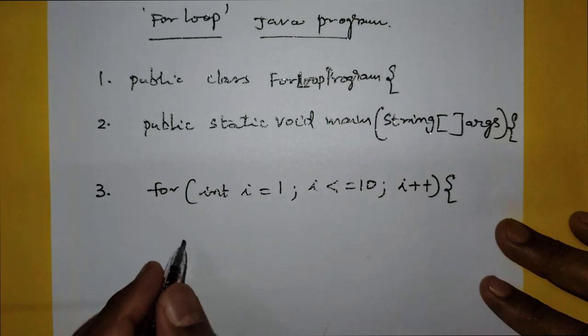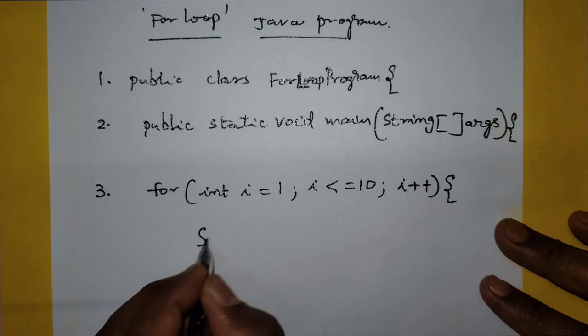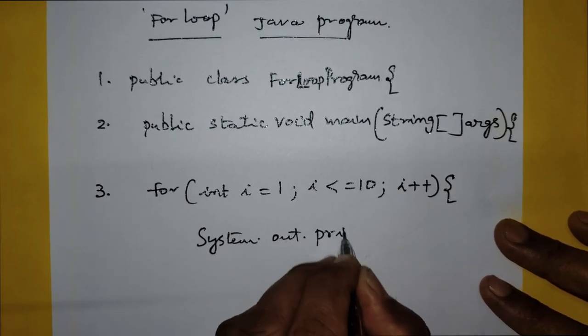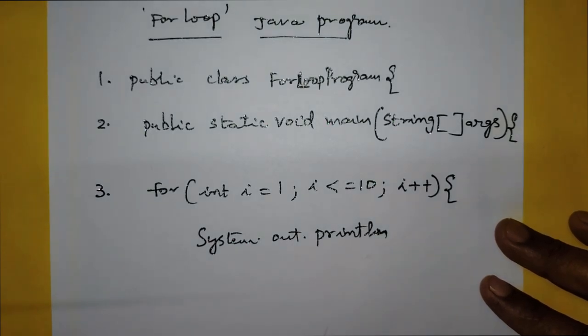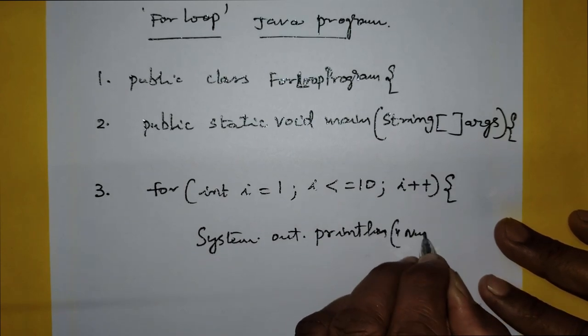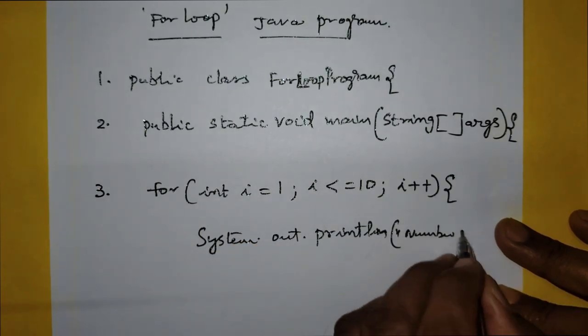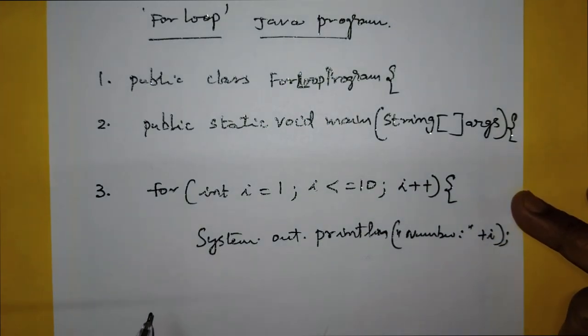What is the next step? The next step is SOP, that is System.out.println. I'm going to explain step by step, and also each word of the step in detail in this program. What is the number? As I said, using for loop, we are going to print 1 to 10 numbers. That is what I'm going to explain here. Number, that is plus i, concatenation.